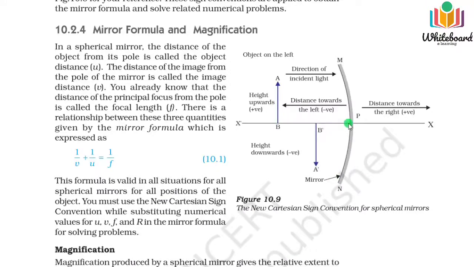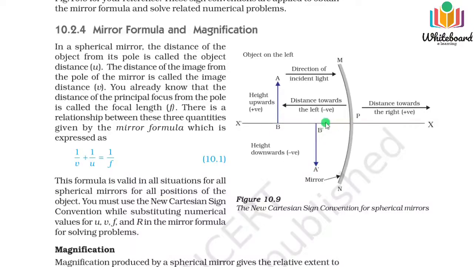So obviously, if you want to know the object distance, the distance will be measured from the pole, and this distance will be negative because it lies on the negative x-axis. So if the image will be formed here, suppose, then we take the image position as positive, but here you can see the image has been formed here.